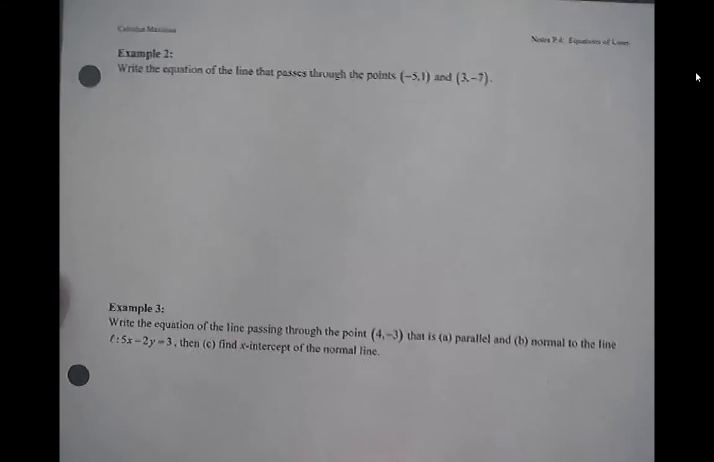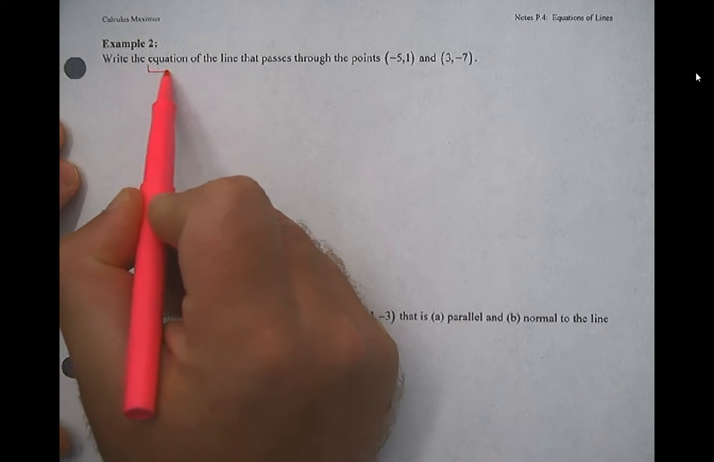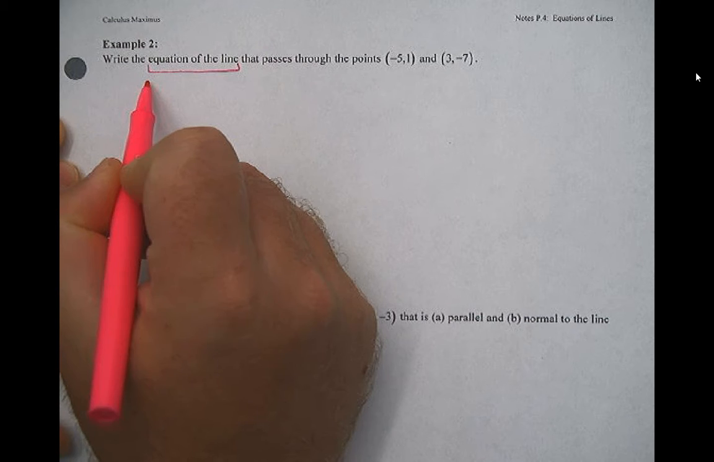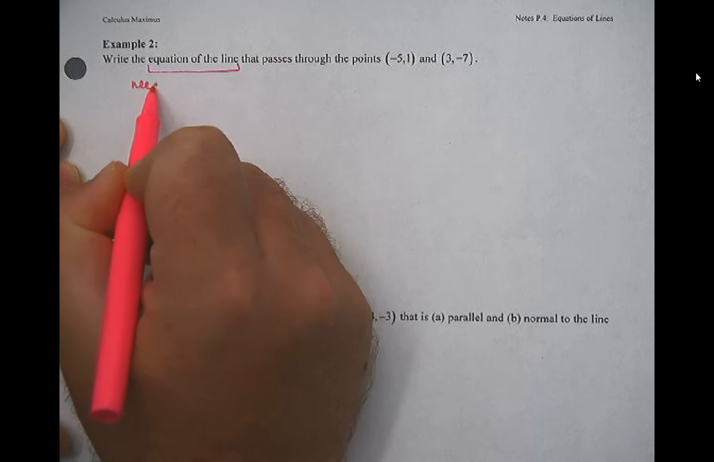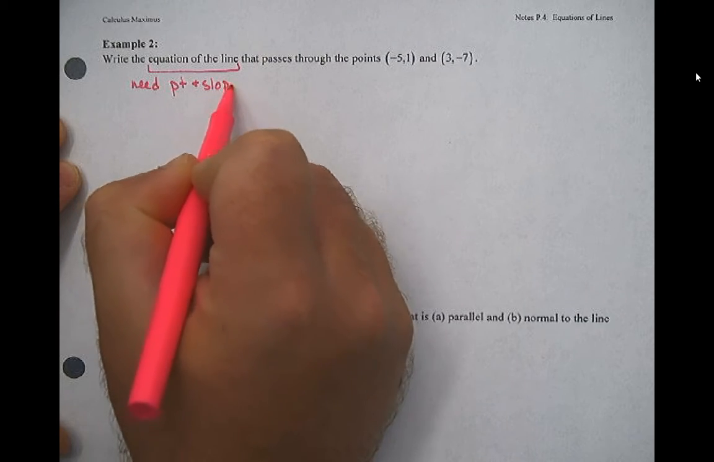Write an equation of the line that passes through the points negative 5, 1, and 3, negative 7. So right away, I'm going to highlight this. Equation of the line. This is something that you must memorize. You should know by heart. What do we need for this? We need a point and the slope.